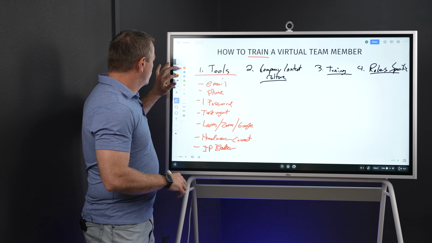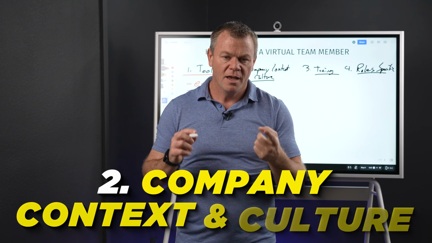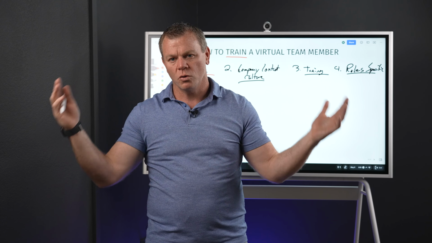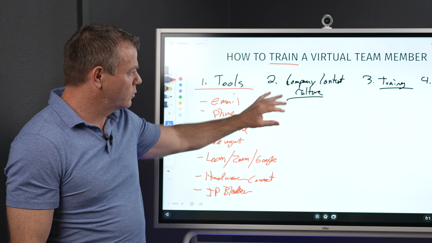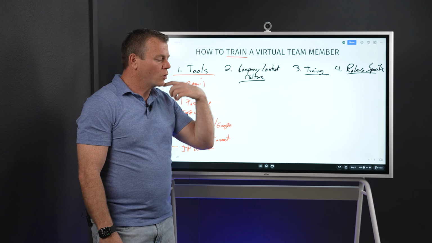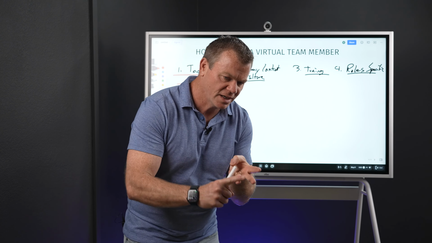Real quick, we're going to go into company context and culture. Now, this is a really important thing. As a founder and CEO, you want to help your virtual team member understand who your customer is, what your mission is, what your company culture is, who you serve, where you're going, vision, cultural context, all that stuff. And this is an important thing. I like to use Zoom to record those conversations so that you can do it once and they can watch over and over and over. But it's really important that you explain, hey, this is how we run our business. This is how we serve our customers. This is how we expect you to behave.